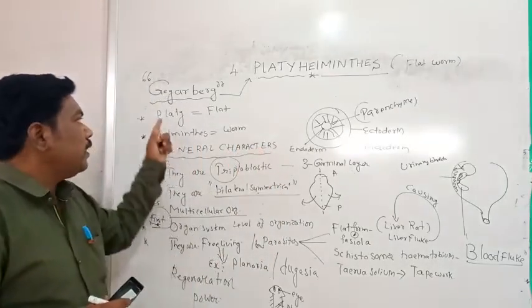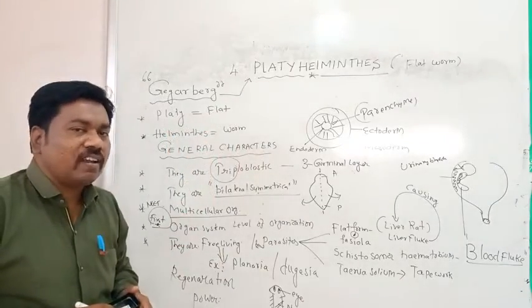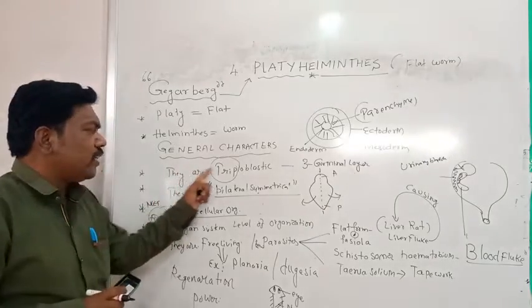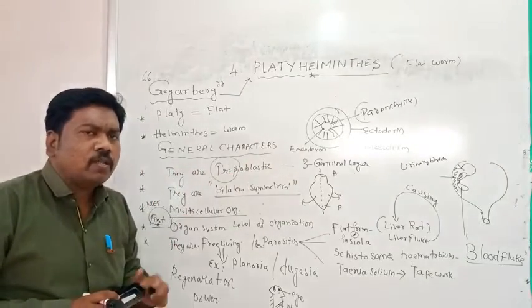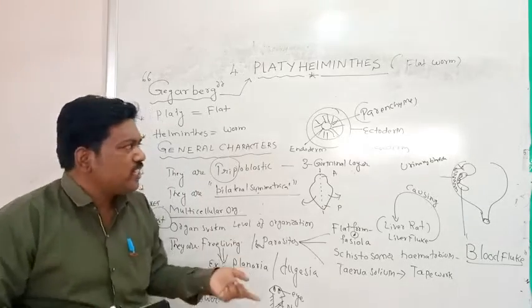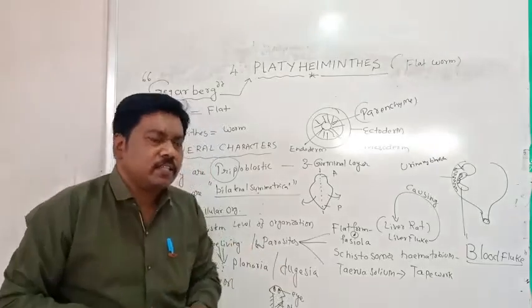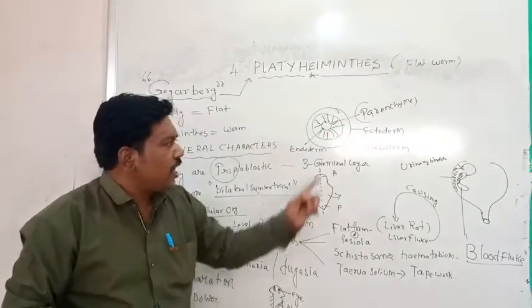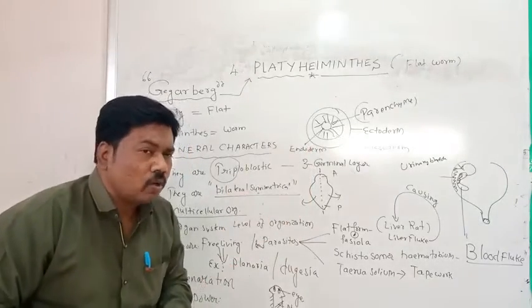Platyhelminthes: Platy means flat, Helminthes means worm, so they are flat worm-like organisms. What are the general characters? They are triploblastic organisms. Why are they called triploblastic? Because the body is formed by three kinds of germinal layers. The outer layer is called ectoderm, the middle is called mesoderm, and the inner one is called endoderm. Due to that reason, it is called a triploblastic organism.